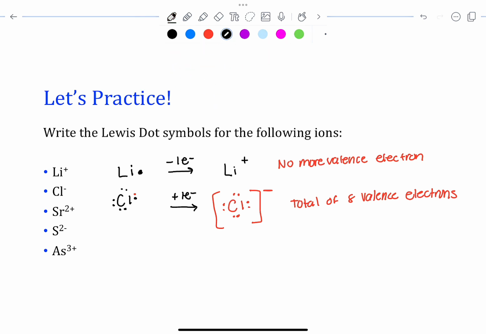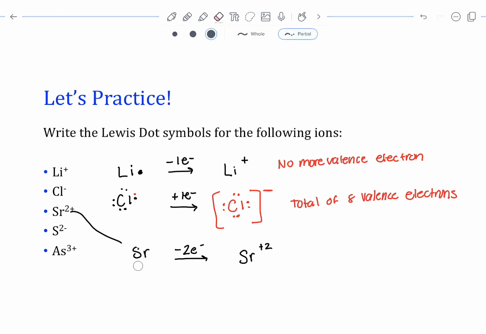Next up we have strontium, Sr 2+. Strontium by itself is in group 2, so we have 2 valence electrons, 1, 2. If we're creating it to have a 2+ charge, that means we're removing 2 electrons, because a plus charge means I have more protons than I do electrons. In order to do that, the electrons have to be removed. So in order to create the ion, we just remove both of those electrons and add a 2+ charge. We're physically just removing those to create that. They're being given away.